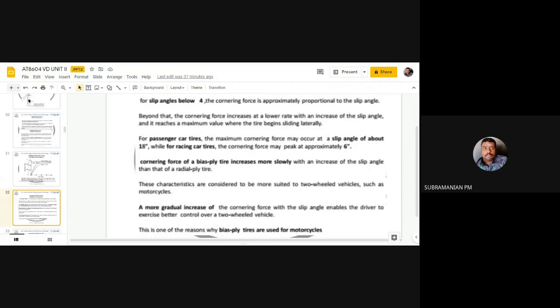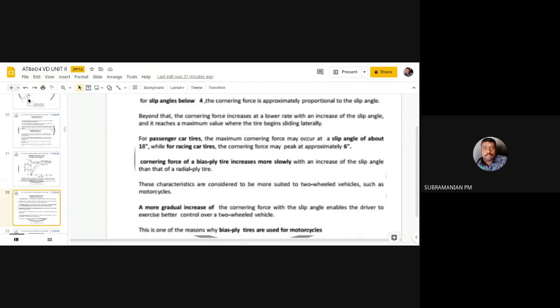So in a two-wheeler, based on the orientation, balancing will be done by us. So considering that, I can go for this bias ply tire. That will be more suited for a two-wheeled vehicle. I will prefer a gradual increase in cornering force with the slip angle. I will not prefer a sharp increase in cornering force. This will lead to some stability problems, or it may lead to some tire wear or other factors.